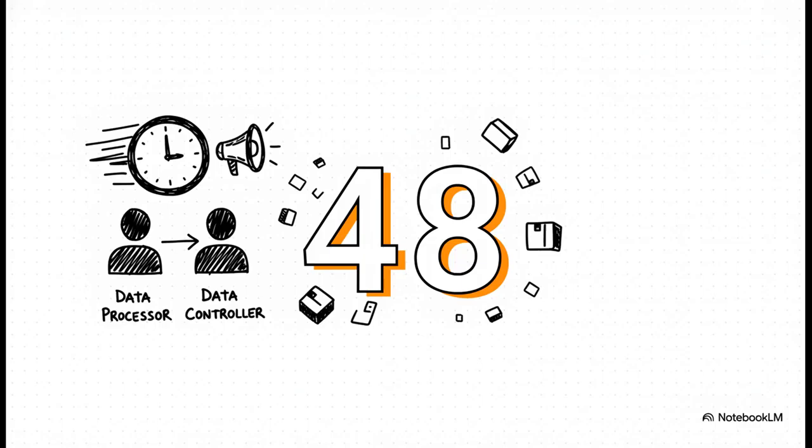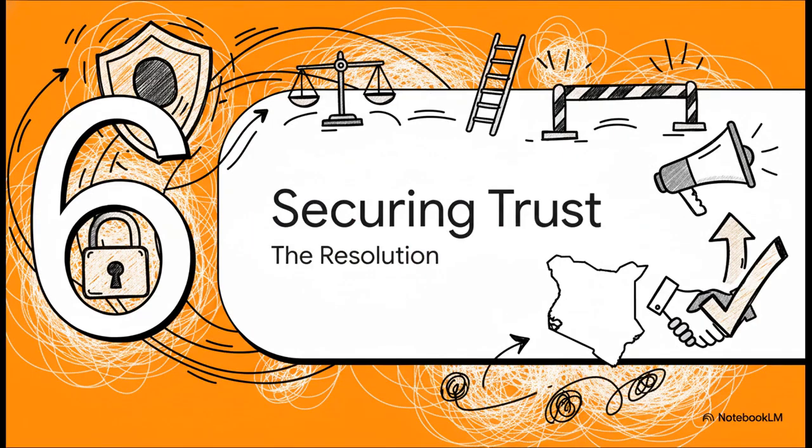Now contrast that with this number, 48. If you are a data processor and you become aware of a personal data breach, your turnaround is even tighter. The Act dictates that you must notify the data controller without delay, and where reasonably practicable within just 48 hours. Clear communication and a rapid, almost instant response are not just good ideas in this scenario, they are legally mandated urgencies. Section 6. Securing Trust and Compliance, the Resolution.